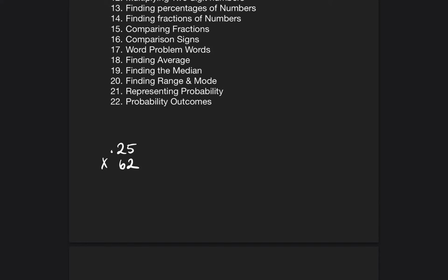Before I can take the decimal point out, I have to count how many decimal places there are in the problem. So there's 1, 2. So there's 2 decimal places. So I'm going to write that on the top so I remember. Now that I know that there's 2 decimal places that I have to put back in the answer, I can go ahead and take them out. And I can do 25 times 62. So when you do 25 times 62, 5 times 2 is 10. Carry the 1. 2 times 2 is 4. 4 plus 1 is 5.